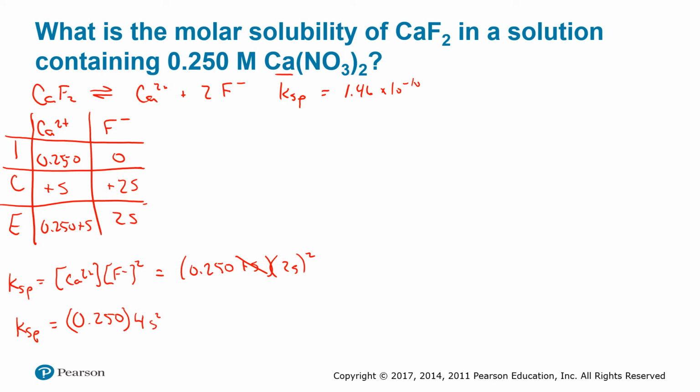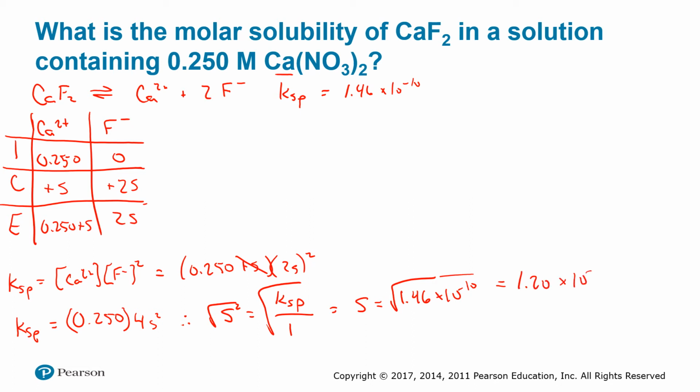All right, so now solving for S, after we multiply everything through, S squared will be equal to Ksp over 1, since 0.25 times 4 is 1. So taking the square root, we get that S is equal to the square root of 1.46 times 10 to the negative 10th, or to 3 sig figs, 1.20 times 10 to the negative 5th.